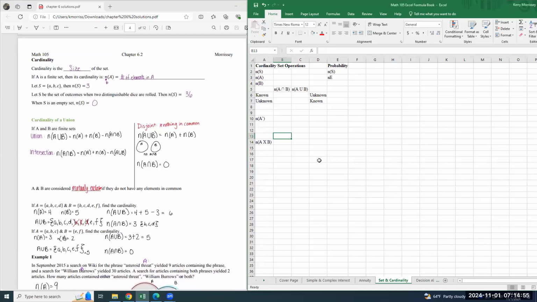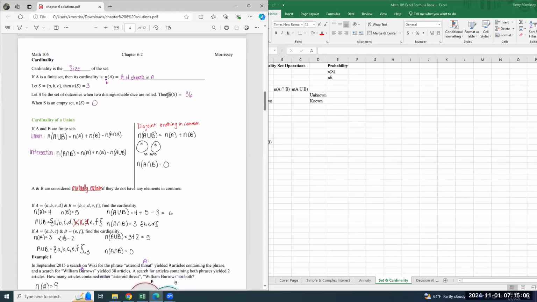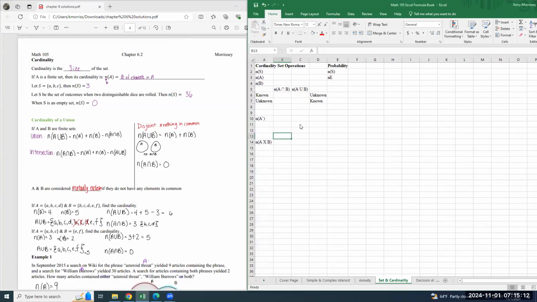Today we're going to be working on cardinality in our Excel formula book. We talked about cardinality as being the size of the set. You'll see these looking like the N on the outside. Think of N as being a number. Because in our previous section, chapter 6.1, we talked about how to make your set. So now we're looking at, given that you've made the set, can you then count up the values?